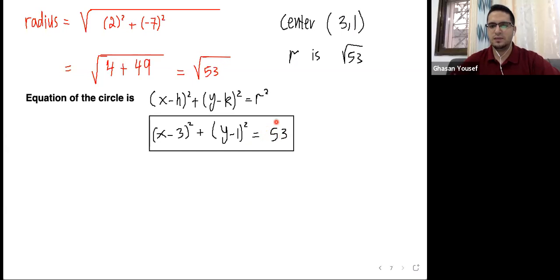And the radius, take the square root of this one. Square root of this one is square root of 53. If this number is 9, the square root of 9 is 3. If it is 25, the square root is 5. Suppose this is 16, again the square root is 4. That's it. And then you are going to graph. Okay, any question for this one?